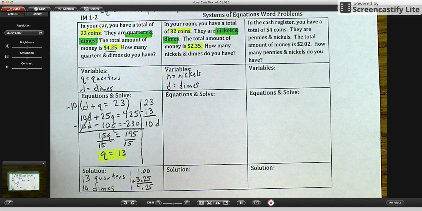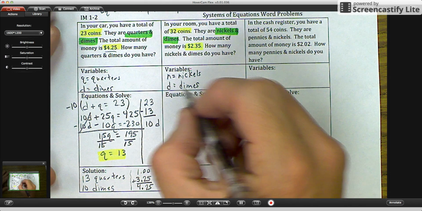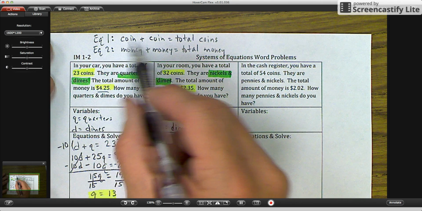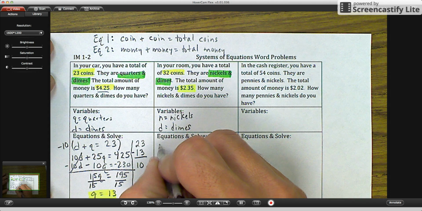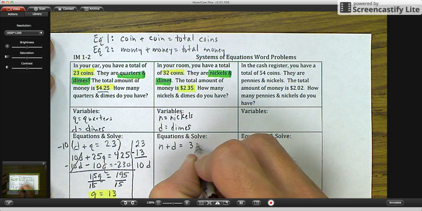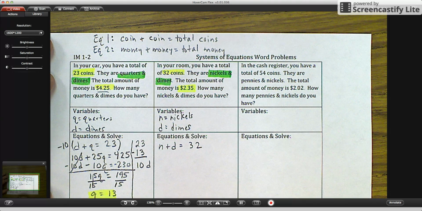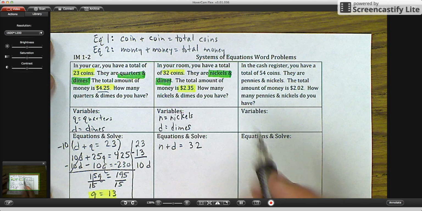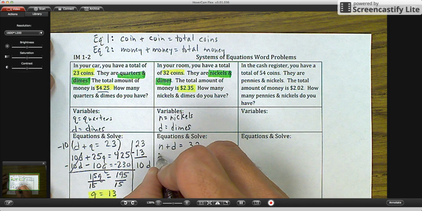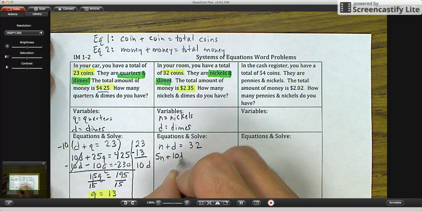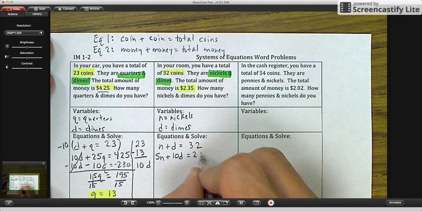Okay. What equation are we going to use? Well, go back up to my top, coin plus coin equals total coins. So we're going to go N plus D equals, and there were 32 total coins. For the second equation, money plus money equals total money. Well, how much money is in a nickel? Oh, 5 cents, so 5N, and we knew that 10D, and that equals 235.